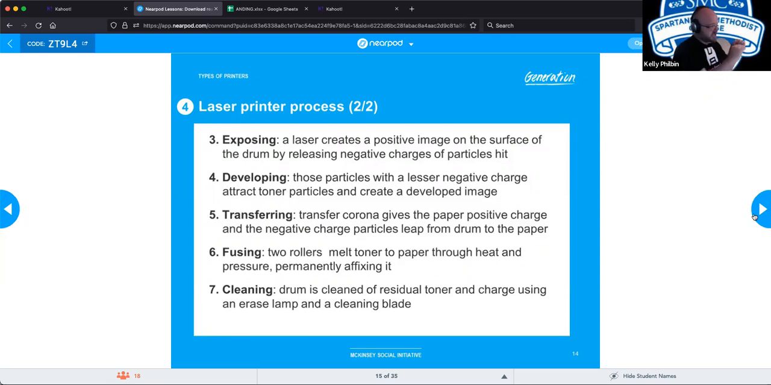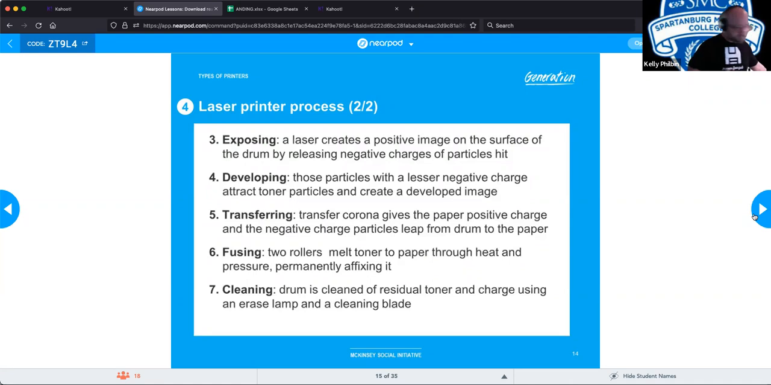So we first use that difference in charge to attract the toner to the drum. Now we're using another difference in charge to attract the toner from the drum to the page itself. So as the page is passing through, it's dropping all that toner onto the page.